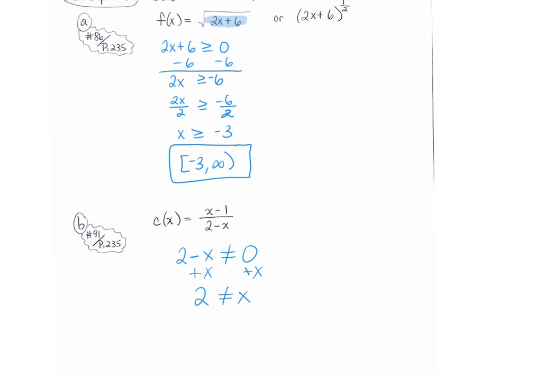Do you need me to draw a number line? Yes. So if we have this number line, we know that if we plot 2, x cannot be 2. How do we write this in interval notation? We said it can be everything except for 2.